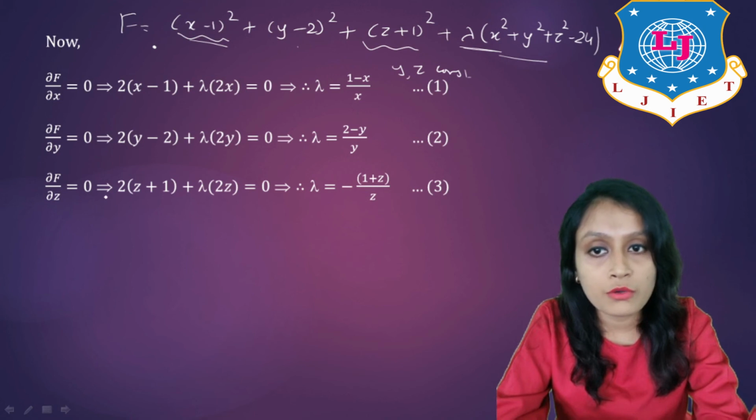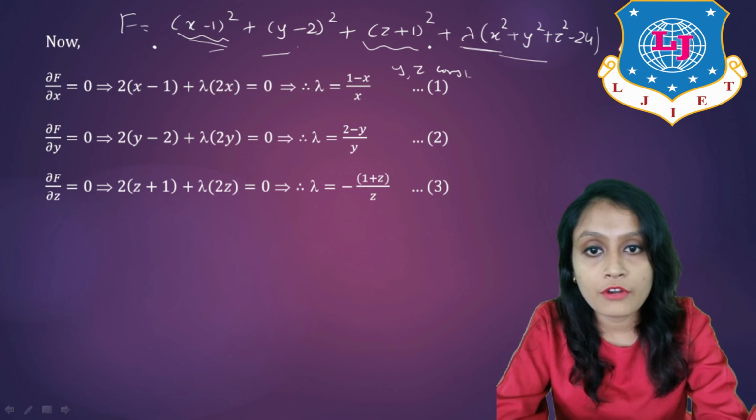Now differentiate f with respect to z and equate it to 0. So from this equation these two terms are 0, and from here you will get 2 into (z plus 1) plus lambda times 2z is equal to 0. Again, we have to make lambda the subject, so you will get lambda equals to minus (1 plus z) upon z. Give it number 3.